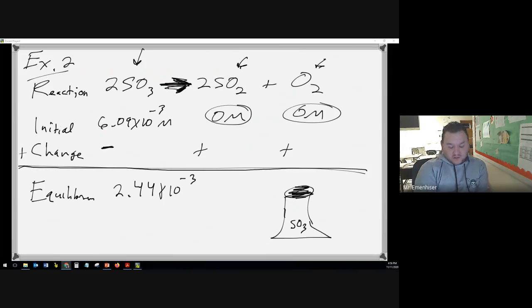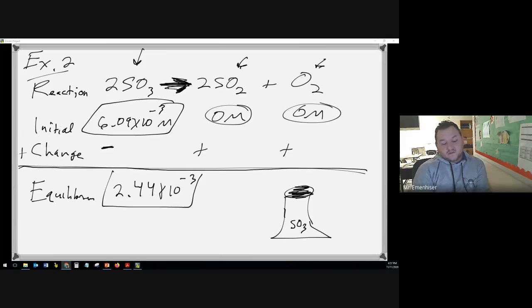So how do we do this? Well, the initial concentration is this. The final concentration is this. So let's find the difference in those values. Plug it in the calculator. 6.09 times 10 to the minus 3 minus the 2.44 times 10 to the minus 3. And we get 0.00365. Okay, so we know that that's the change in that one. And then we can use the stoichiometry here to determine the change in the other two.